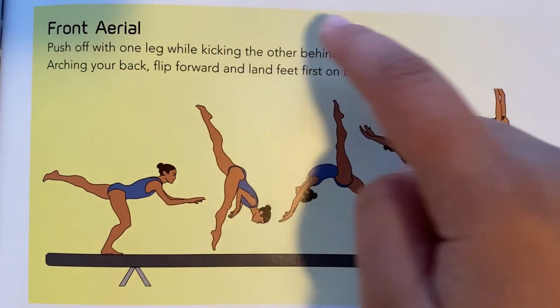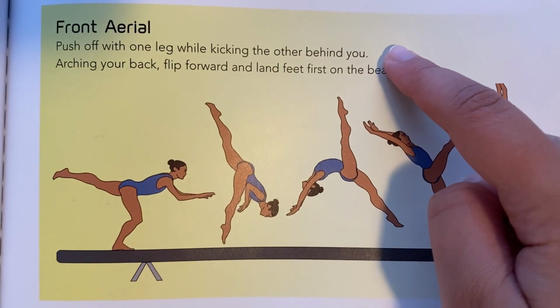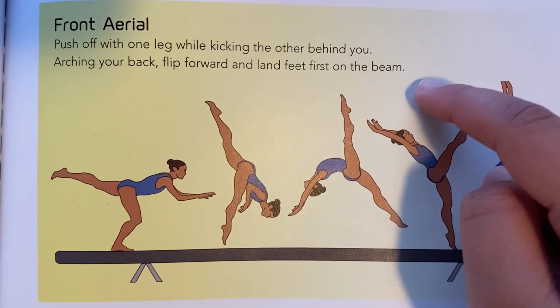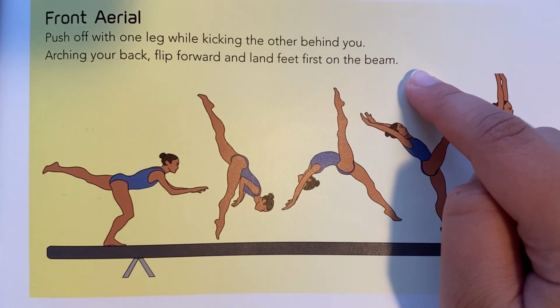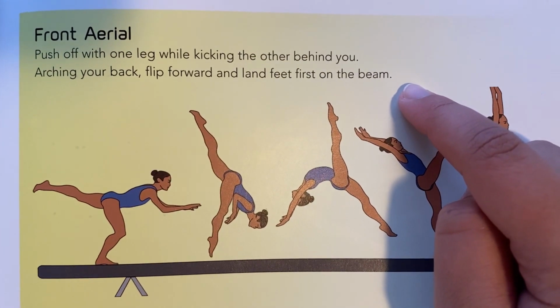Front aerial. Push off with one leg while kicking the other behind you. Arcing your back, flip forward and land feet first on the beam.